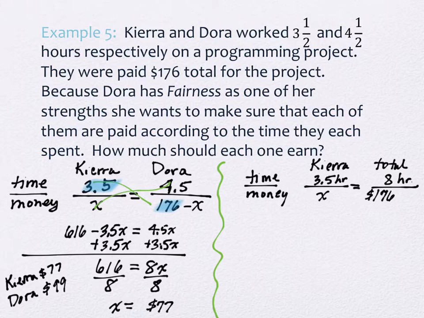You'll still get 77 in the end. You just don't have to worry about the distribution part of it. So that's another way you could set the problem up if you like that. All right. Let's try another one.